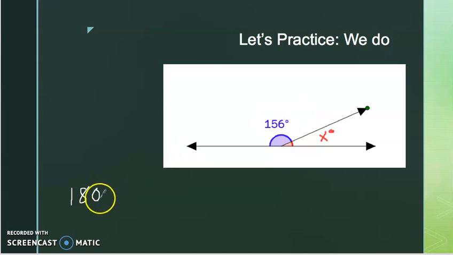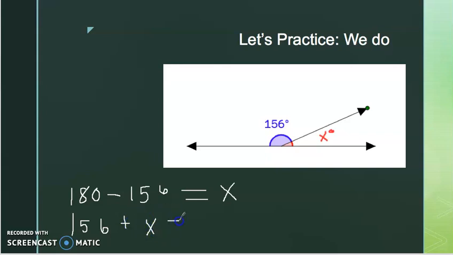There are two possible equations that you could do for this one. One that you might have written would have been 180 minus 156 equals x, or you could have chosen to do this. You could have said 156 plus x is going to give you 180. Go ahead and pause the video, and I want you to solve one of the equations to tell me what x equals. And then hit play when you're ready to check your answer.